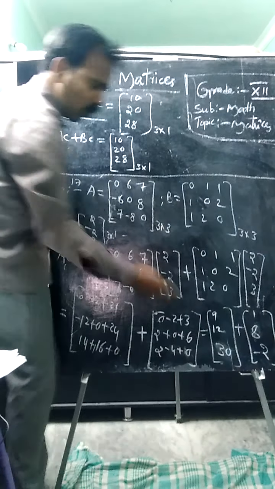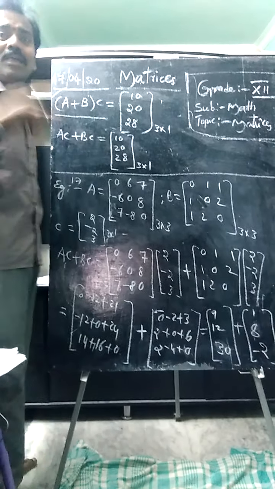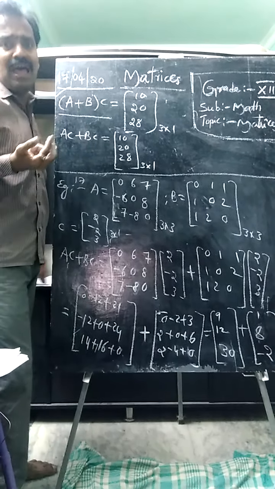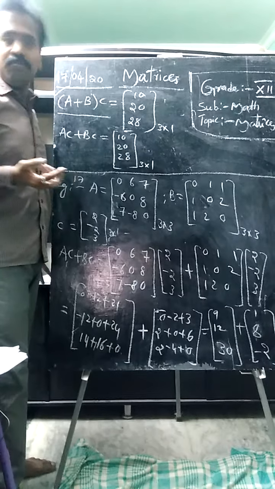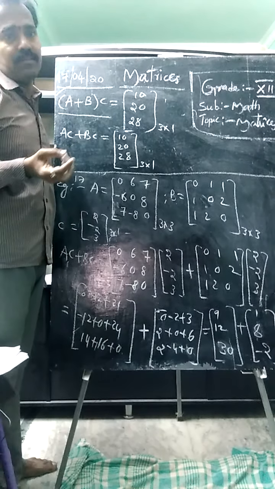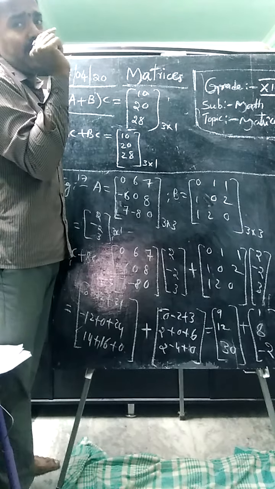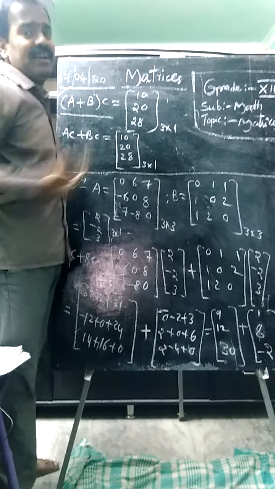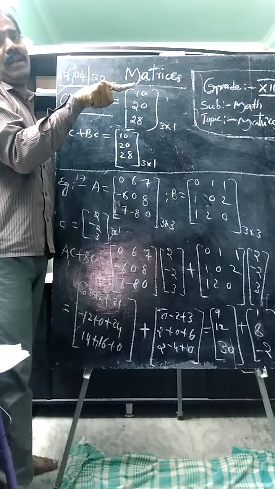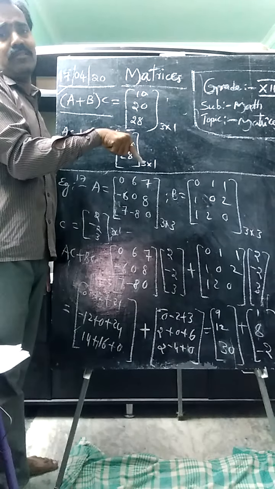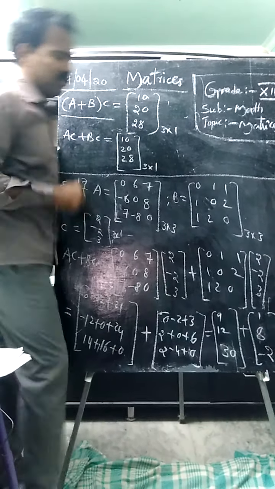Row into column, you know well, you have already learned many examples of how to multiply two matrices and when it is possible. For multiplication of matrices, the columns of the first matrix must be equal to the rows of the second matrix. Then the order of the resultant matrix is rows of the first matrix by columns of the second matrix. Same thing we are applying.